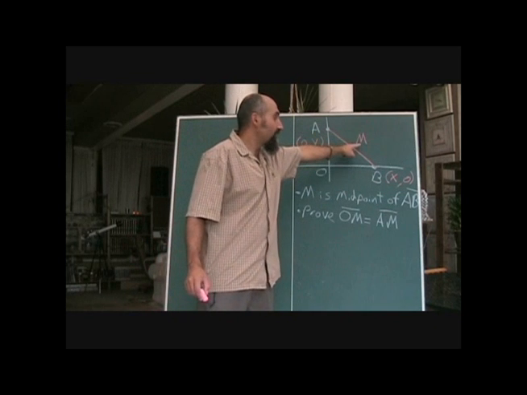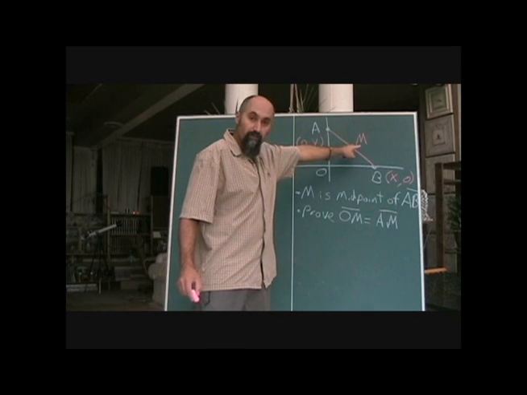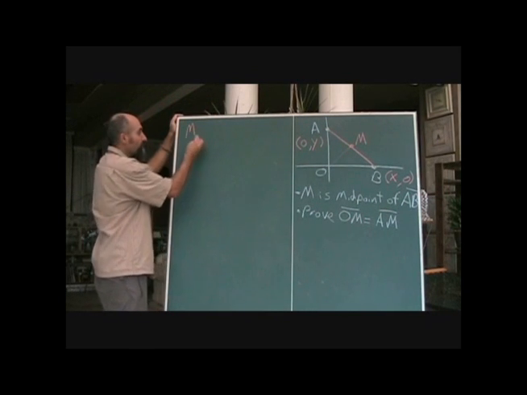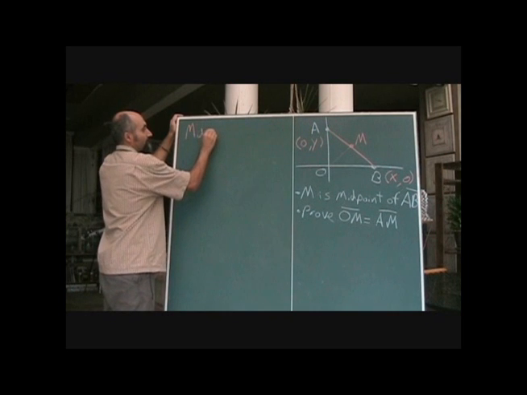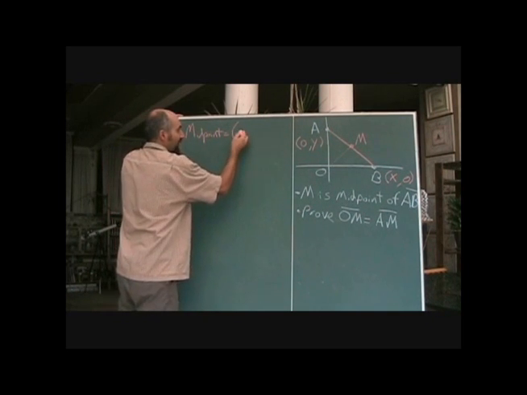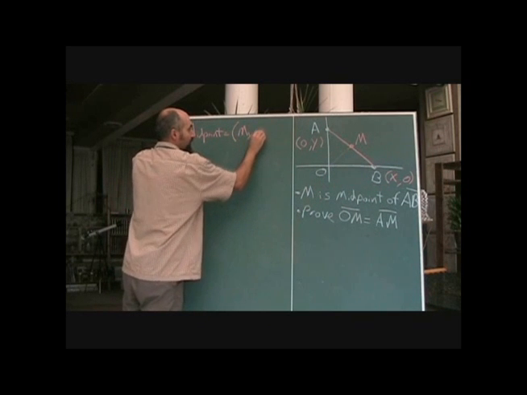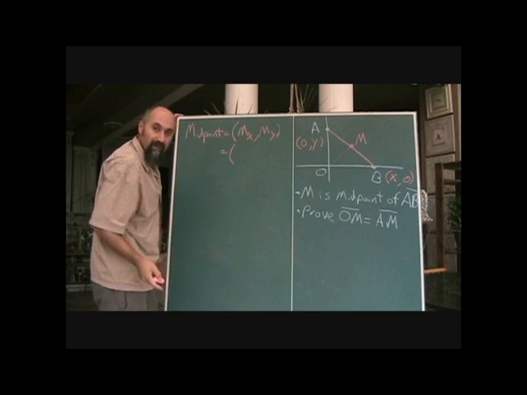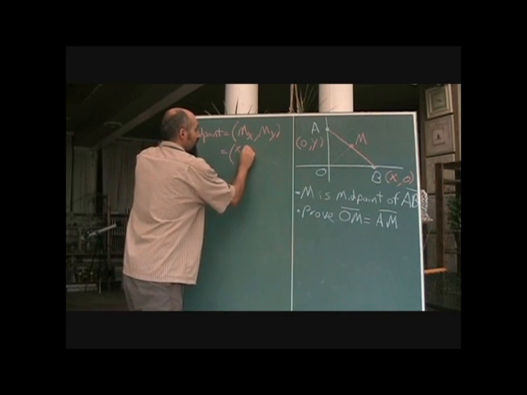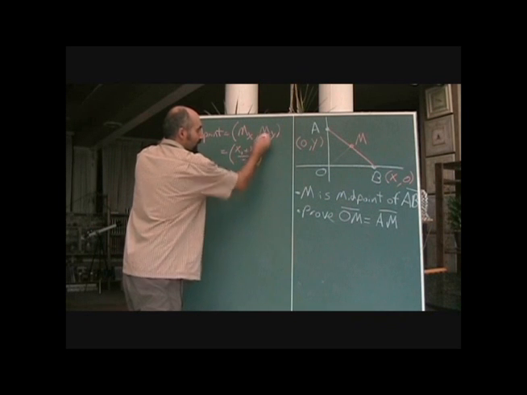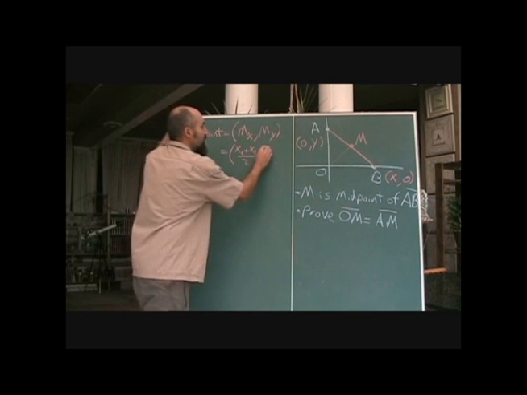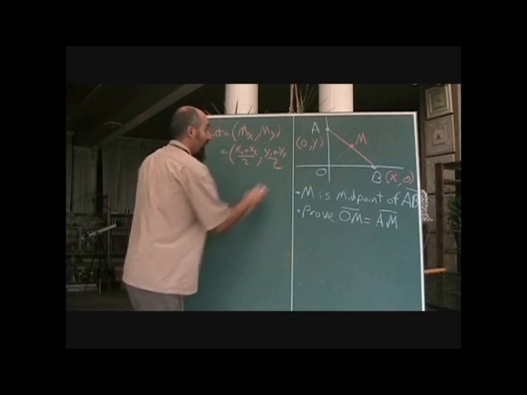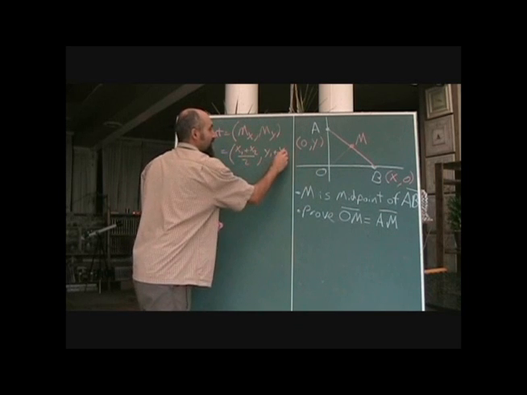The first thing we've got to do is figure out the coordinates for the midpoint. So let's check this out. The midpoint formula, if you remember, is the midpoint of the x's and the midpoint of the y coordinates. The midpoint of the x's is just the average of the x values, so this becomes x1 plus x2 divided by 2. And for the y's, it's just the average of the y's, which is y1 plus y2 over 2.